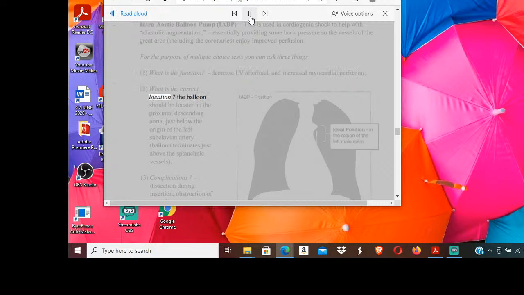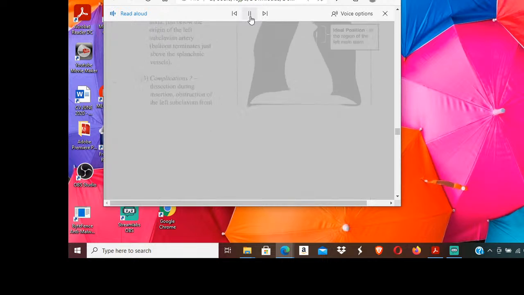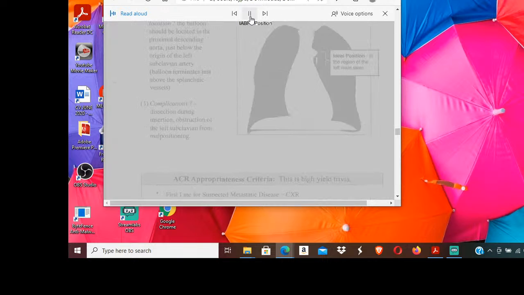2. What is the correct location? The balloon should be located in the proximal descending aorta, just below the origin of the left subclavian artery. Balloon terminates just above the splanchnic vessels. 3. Complications. Dissection during insertion, obstruction of the left subclavian from malpositioning. IABP position. ACR appropriateness criteria, this is high-yield trivia.